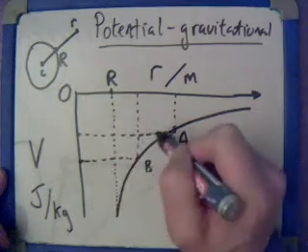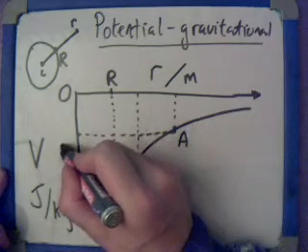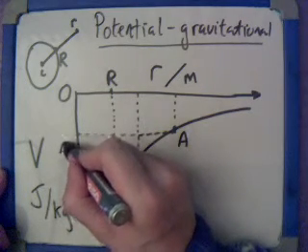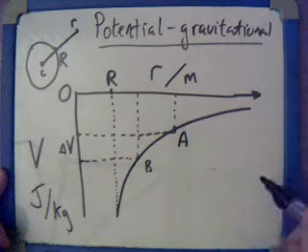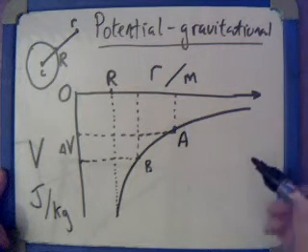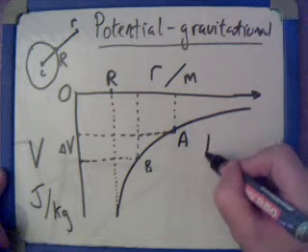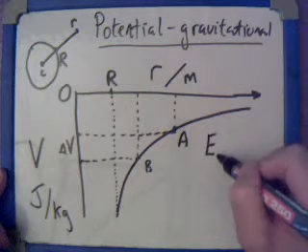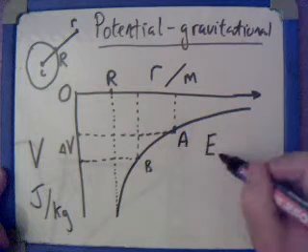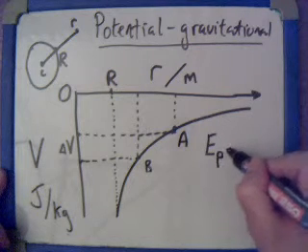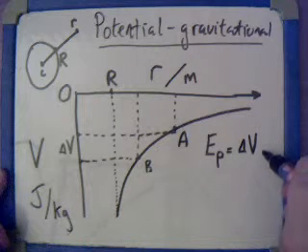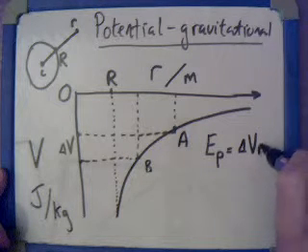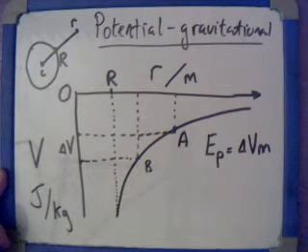And of course the distance between A and B would be the change in potential between A and B. If you wanted to find the change in potential energy, or the energy lost or gained or transferred between A and B, the change in potential energy equals the change in potential times the mass of the object. Often it's a satellite or rocket or whatever.